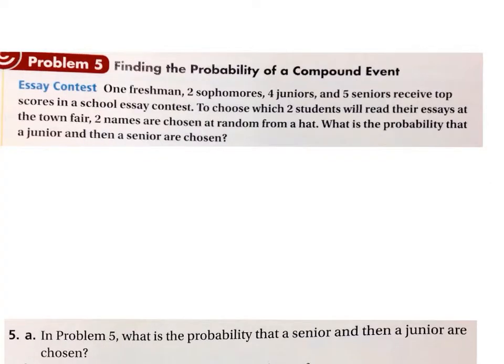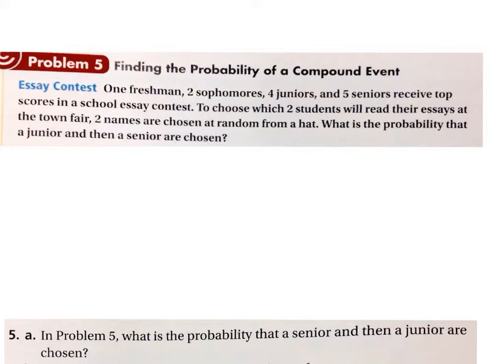All right, then this is the last example. 1 freshman, 2 sophomores, 4 juniors, and 5 seniors received top scores in a school essay contest. To choose which 2 students will read their essays at the town fair, 2 names were chosen at random from a hat. What's the probability that a junior, then a senior are chosen?